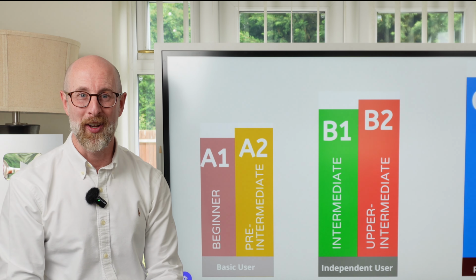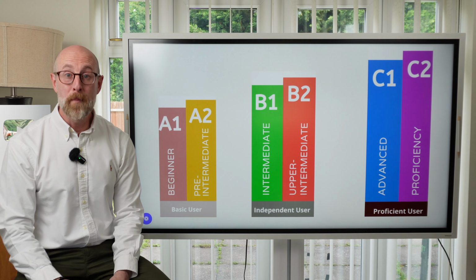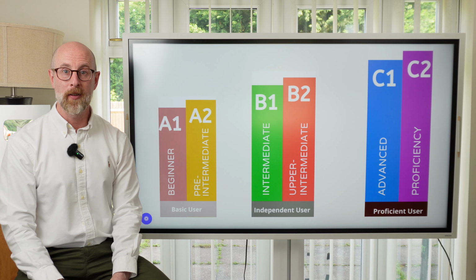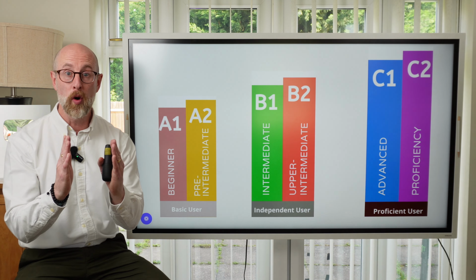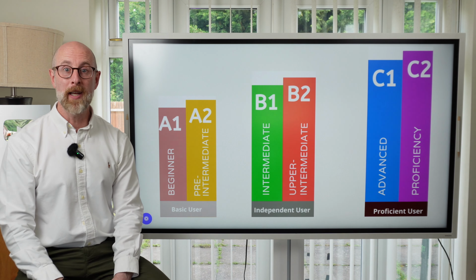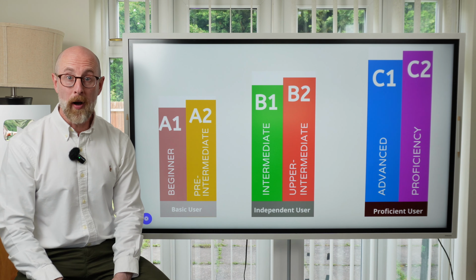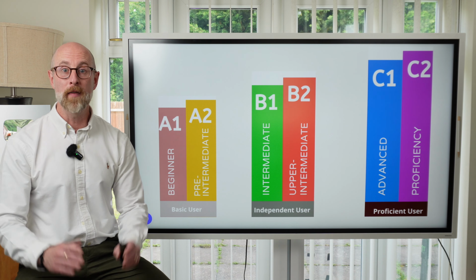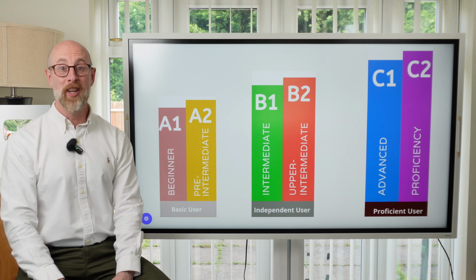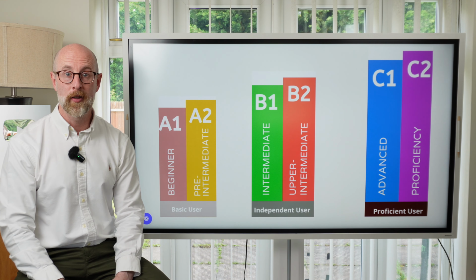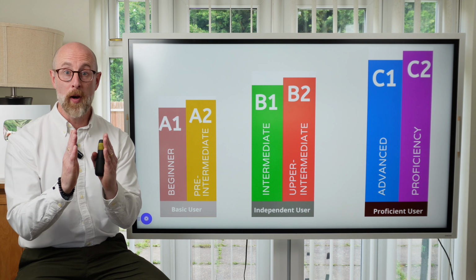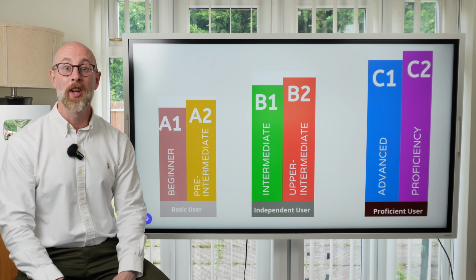Let me show you. A1 level is beginner. A2 level is pre-intermediate. These two levels together are called basic user. B1 is intermediate. B2 upper intermediate. These two levels together are called independent user. C1 is advanced. C2 is proficiency. Together, these two levels are proficient user.